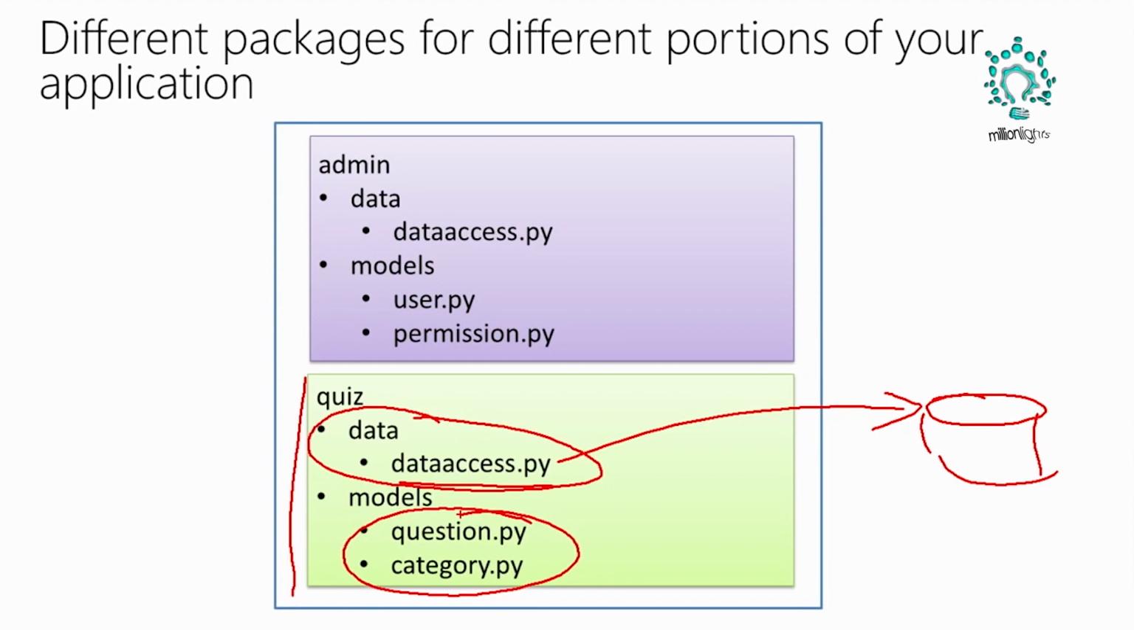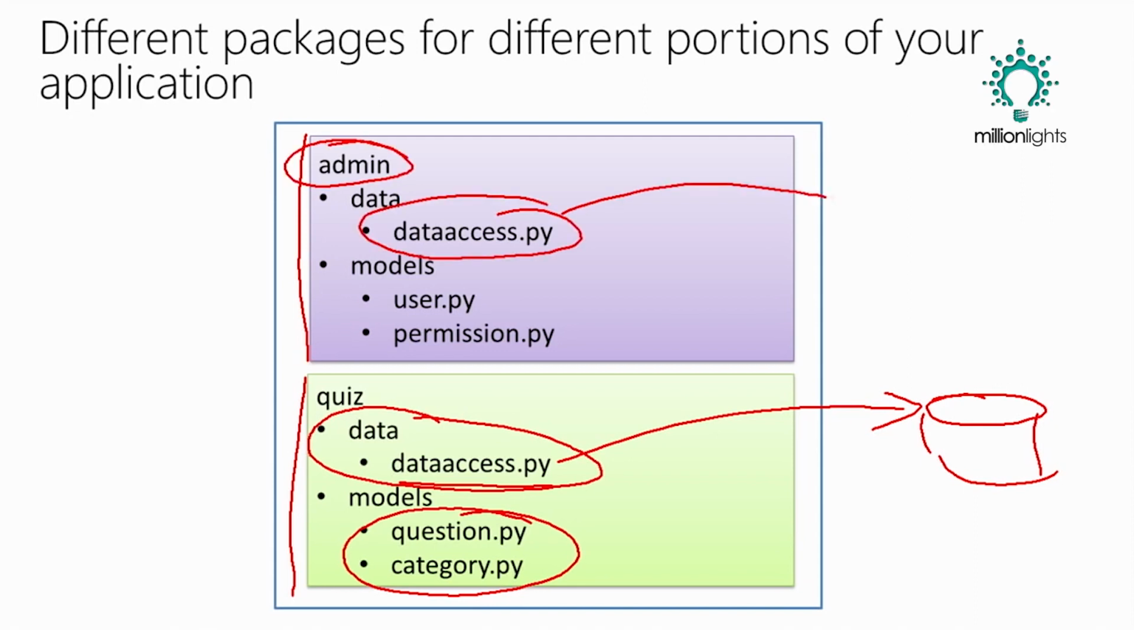But let's say that later on we decide we want to add on an administration component as well. So we want to control who's allowed to ask questions. So what we could do then is create a brand new package. We'll call it, creatively enough, admin. And then admin is going to need potentially its own data access, or maybe we're going to share that. In my little sample, I just put it off.